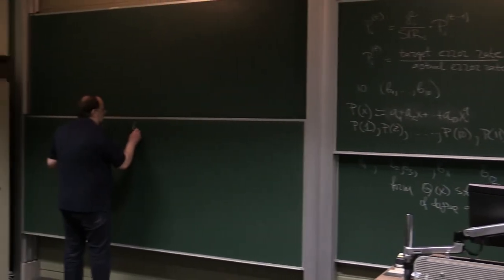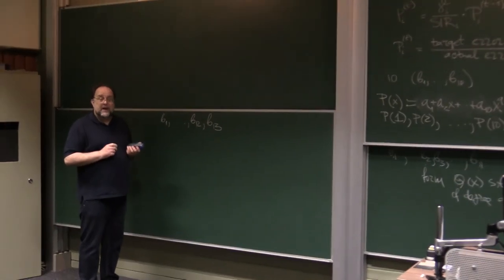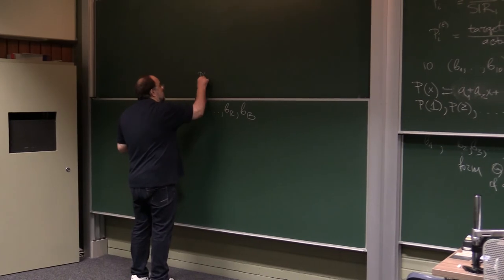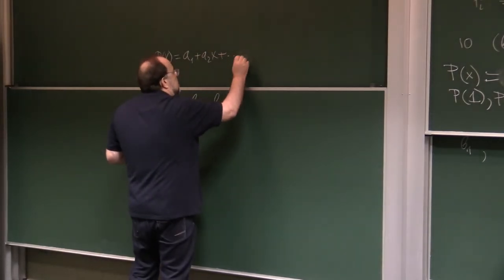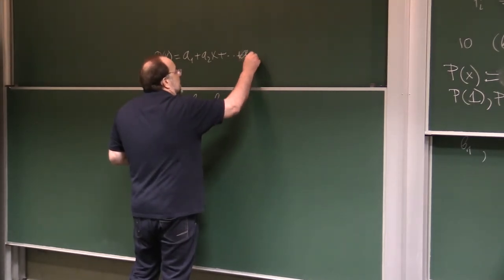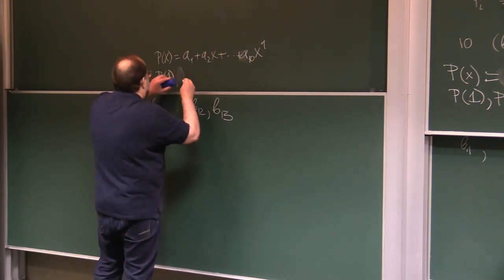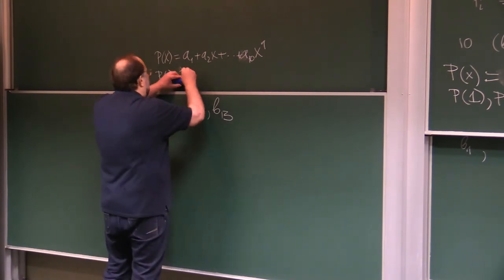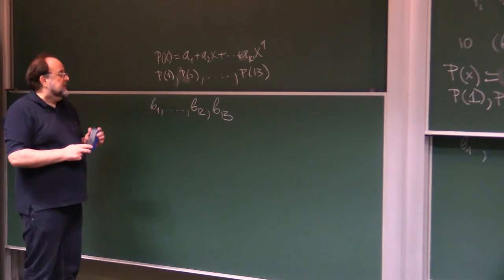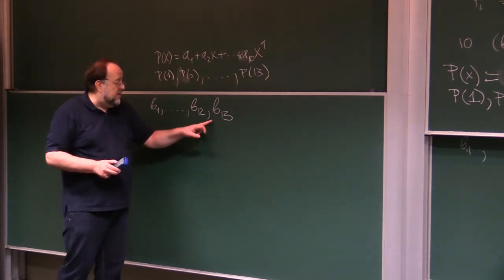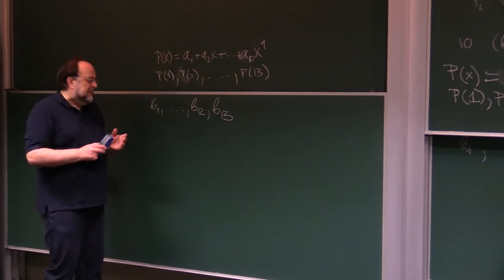So assume you have B1 up to B12, and let's see whether sending an extra one is sufficient, right? So you form your polynomial P of x that is equal to A1 plus A2 x plus up to A10 x to the 9, and you compute what is P of 1, P of 2, up to P of 13, right? And you send them. And on the receiving end, you get these 13 values as received. The question is, can we recover uniquely the polynomial? Well, let's see.